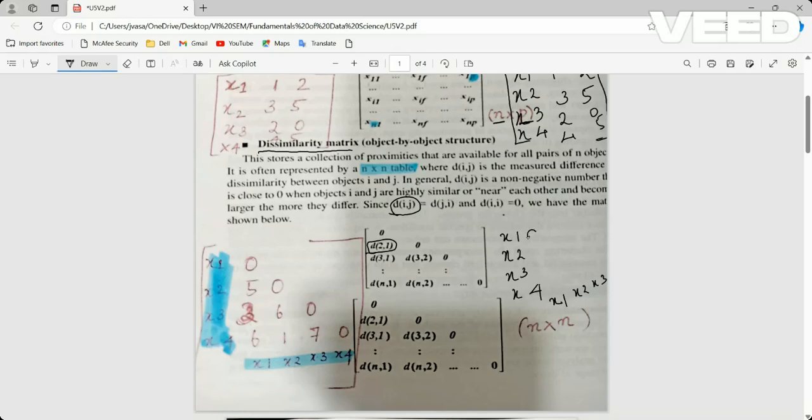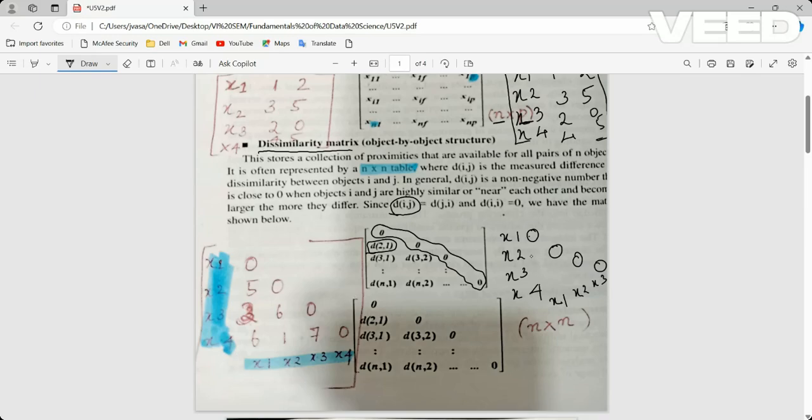It's going to be 0. When I compare x2 and x2, it is going to be 0. When I compare x3 with x3, it is going to be 0. When I compare x4 with x4, it's going to be 0. That's why you can see all the diagonals will be zeros here. So x1 minus x1 is 0, x2 minus x2 is 0, x3 minus x3 is 0, x4 minus x4 is 0. Listen very carefully here to what a dissimilarity matrix is.